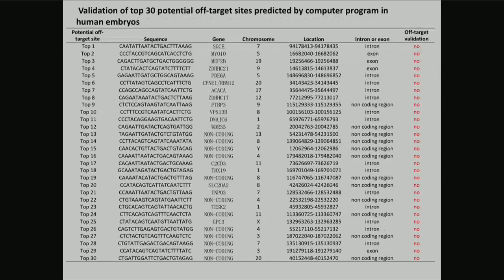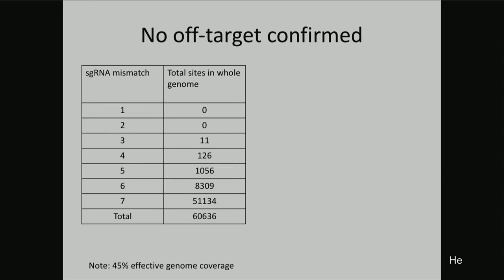And we also looked at the top 30 off-targets predicted by Feng Zhang's computer program, and they are not present in the embryo. So let's put the numbers together.